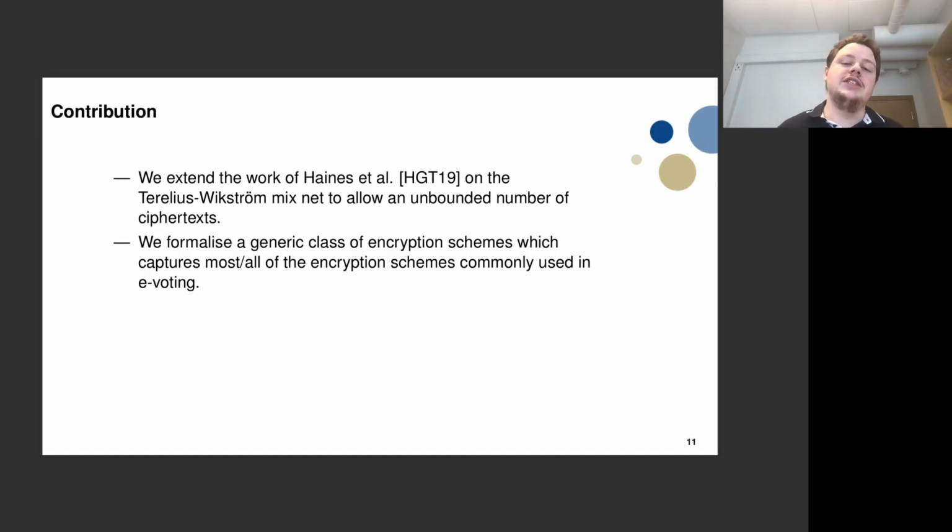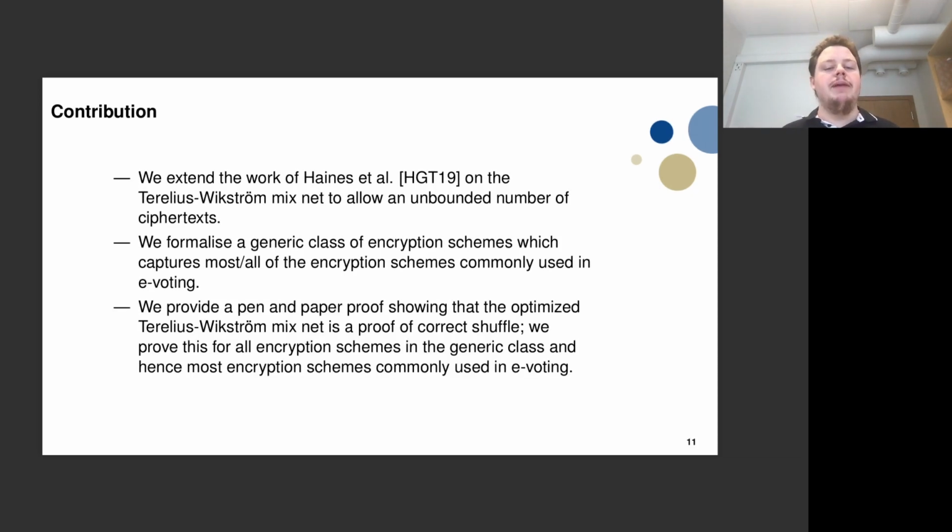We formalized the generic class of encryption schemes, which captures most or all of the encryption schemes commonly used in voting. So we're actually going to formally define the encryption schemes for which the mixnet is going to work. And then we provide a pen and paper proof showing the optimized mixnet is actually a valid proof of shuffle for any encryption scheme in that class. So this is basically all things that were believed to be true, but we had to actually just do them to actually get to our main contributions.